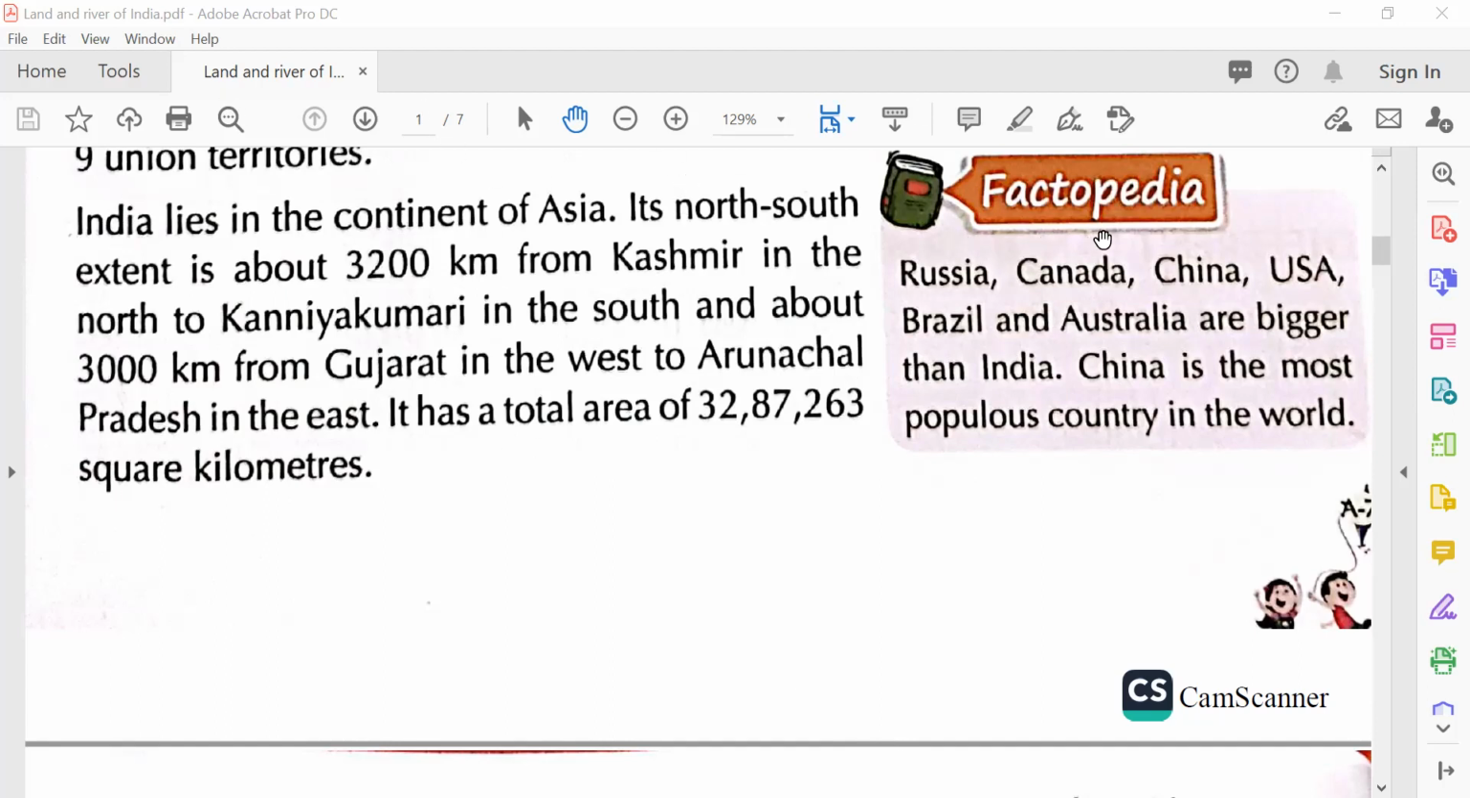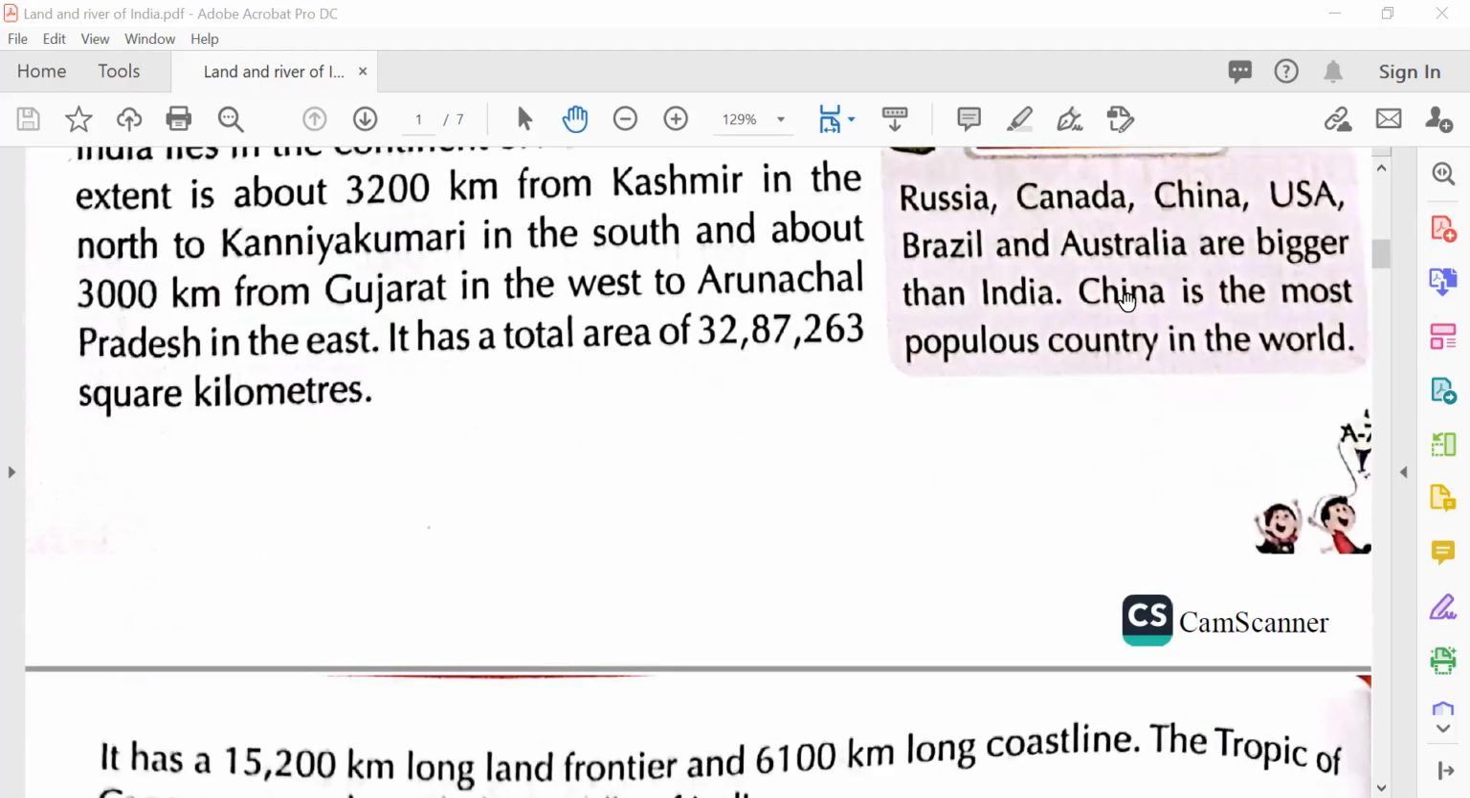So let's see what the Factopedia says. Russia, Canada, China, USA, Brazil, and Australia are bigger than India. China is the most populous country in the world. So we are the 7th largest country, and these countries are bigger than India. And what are they? Russia, Canada, China, USA, Brazil, and Australia are bigger than India.